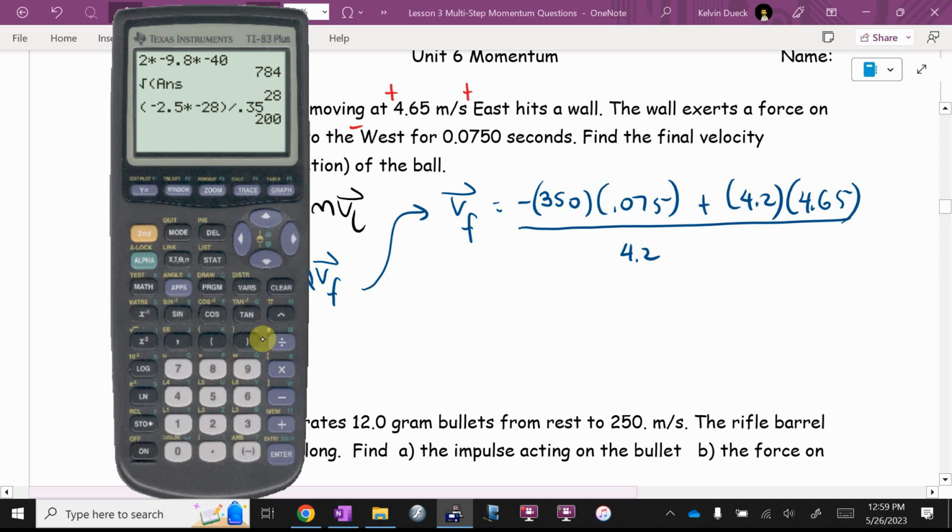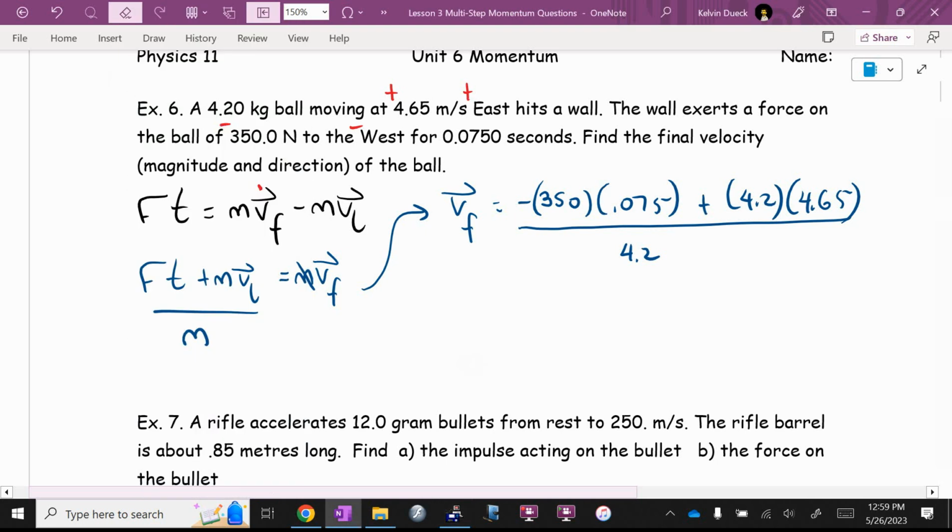Yeah, all of you should try typing this in. I got to put brackets around the top. Negative 350 times 0.075 plus 4.2 times 4.65. Close off the top, divided by 4.2. Davin, what'd you get? What's the negative telling us? Direction.